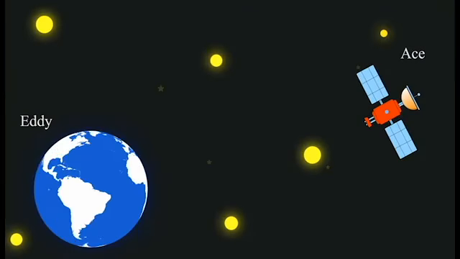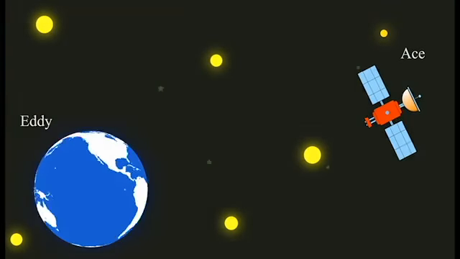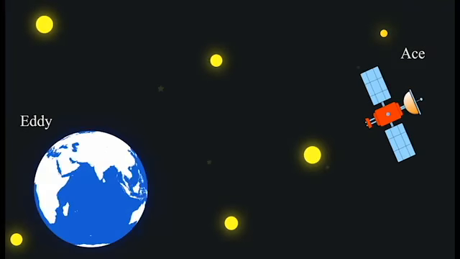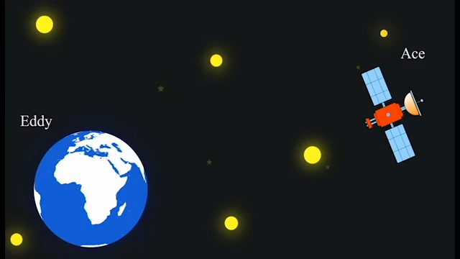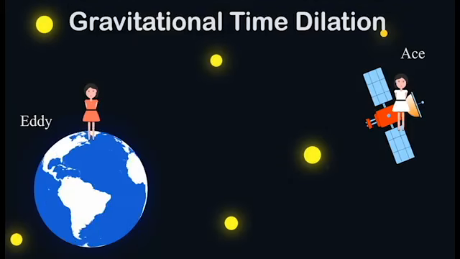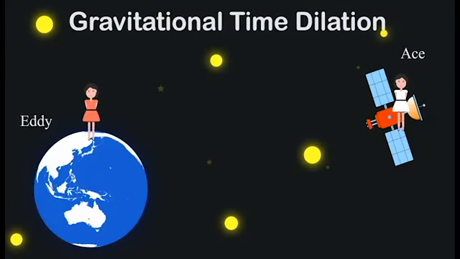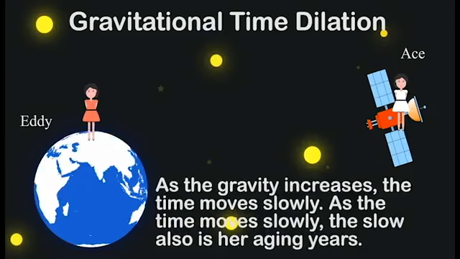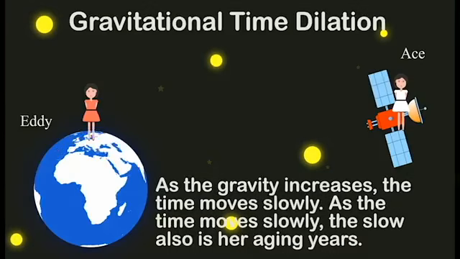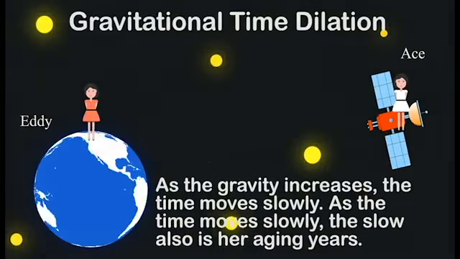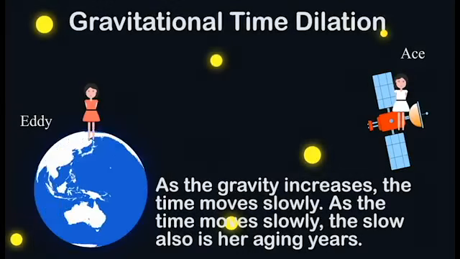Now, going back to the definition that time is relative to the observer, to Eddie, who is here on Earth and is greatly affected by gravity, she is experiencing gravitational time dilation. This means that as gravity increases, time moves slowly. And as time moves slowly, so does her aging.